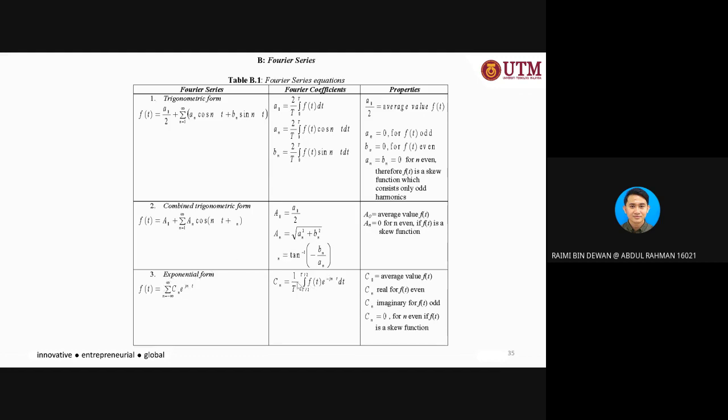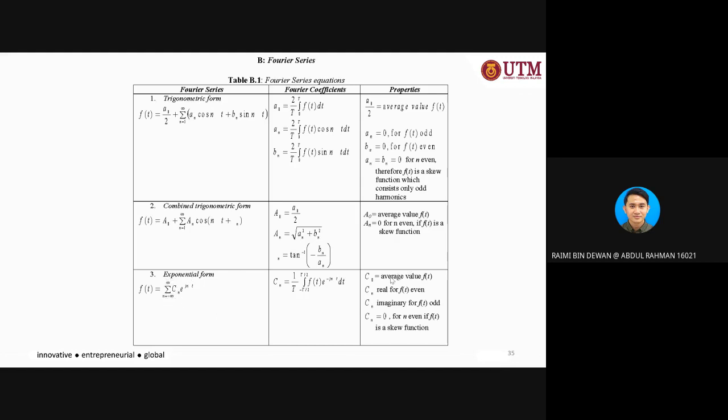Okay, then you have Cn, which is 1 over T, integrated from negative T over 2 to T over 2. Why do we consider negative T over 2 now? Because we consider the negative here as well. Just now we consider the complex conjugate, which is Cn and C minus n. So that's why when we integrate we have negative and positive, because here is negative and positive.